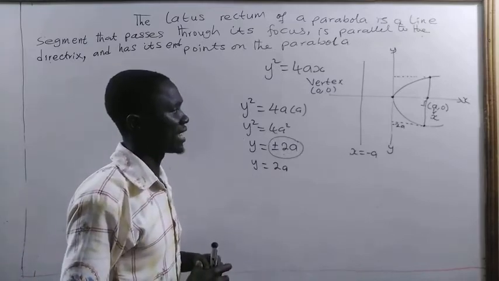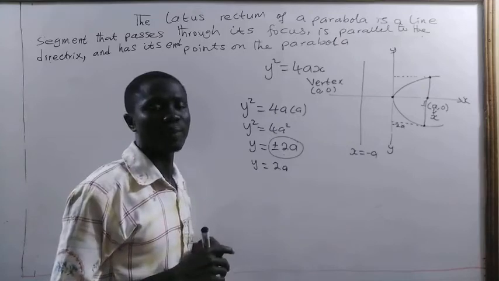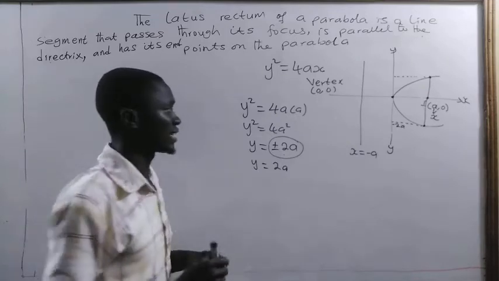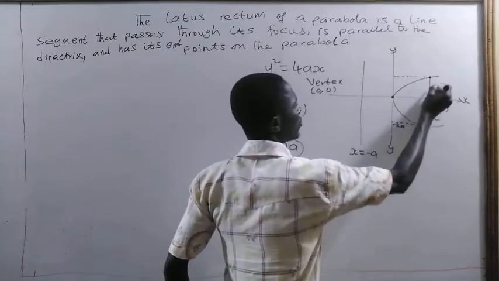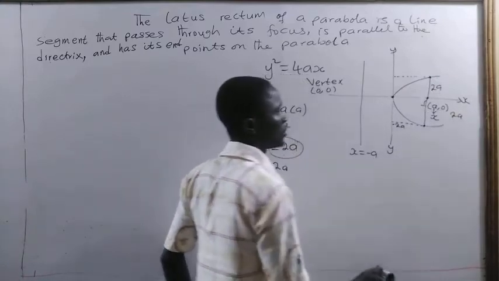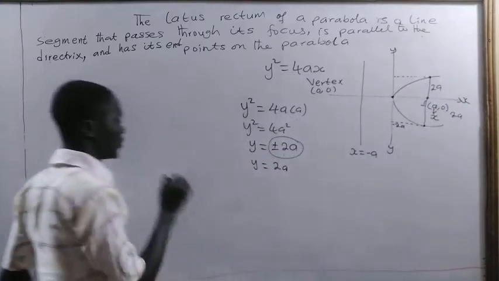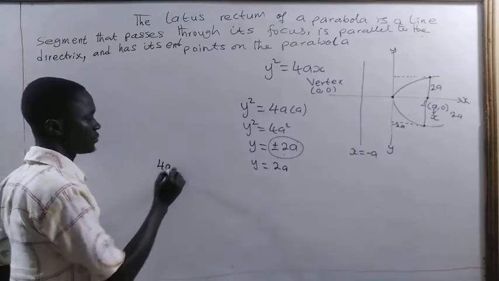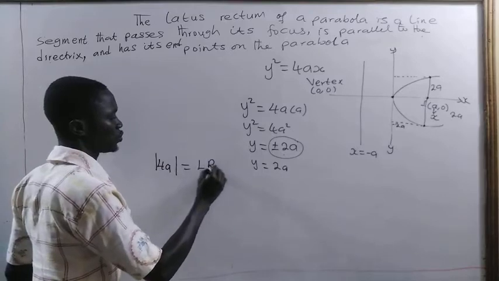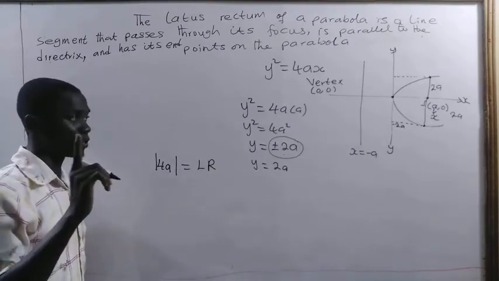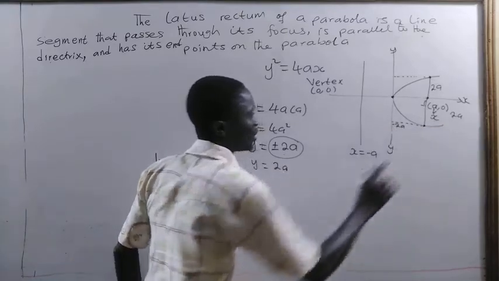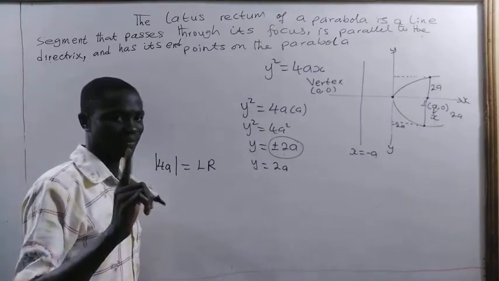Now, how do we find the magnitude of the Latus rectum, or the modulus of the Latus rectum? Now, in considering distance, from here to here is 2a, and from here to here is also 2a. So we add 2a to 2a, you have 4a. The modulus of this 4a is equal to the length of the Latus rectum. Please don't be confused. Don't say this is negative 2a plus this. We are considering the distance.